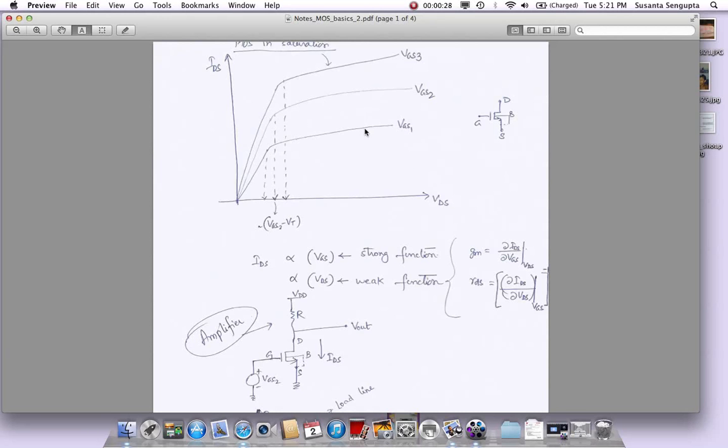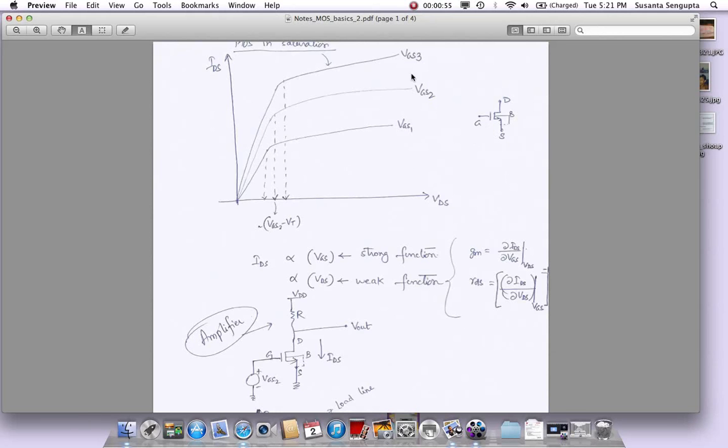Why? Because this is ID versus VDS. But the VGS, the gate to source voltage, also is another variable which, if you change it, will affect your drain current. So the drain current that is flowing from drain to source, in this case the NMOS device, is affected by the drain to source voltage as well as the gate to source voltage. So it has dependency on both.